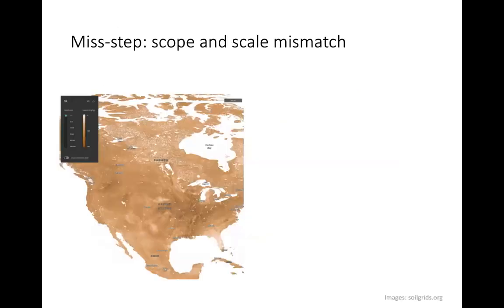Okay, the final misstep that I'll talk about is scope and scale mismatch. And I'll go back to that example of soil grids, that wonderful global data set of soil properties. And this is an example of that data set. I guess this is the percent silt across North America.